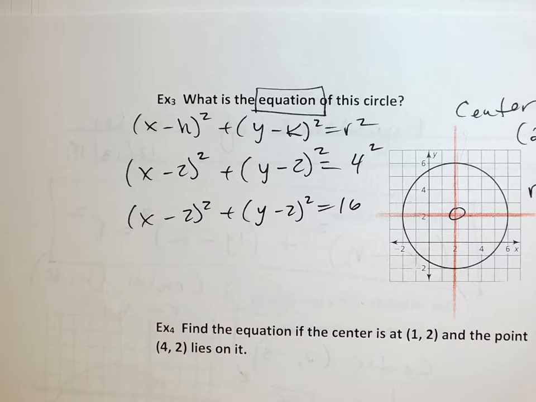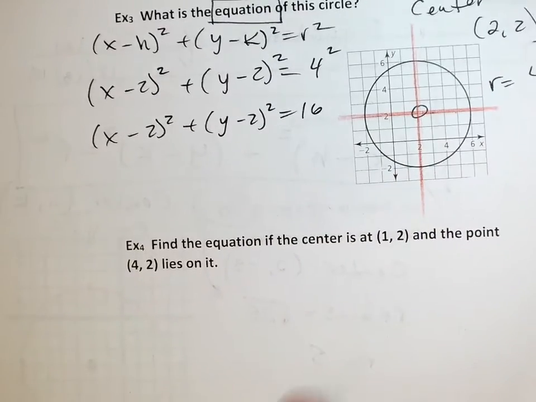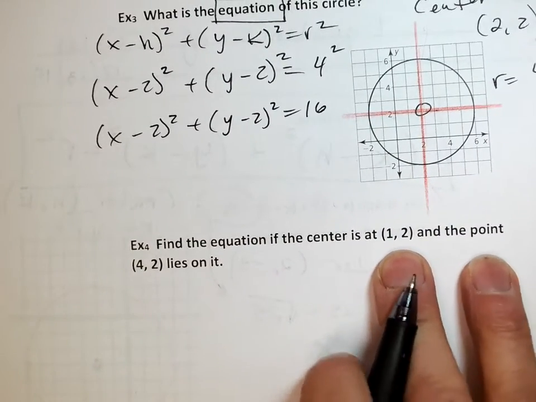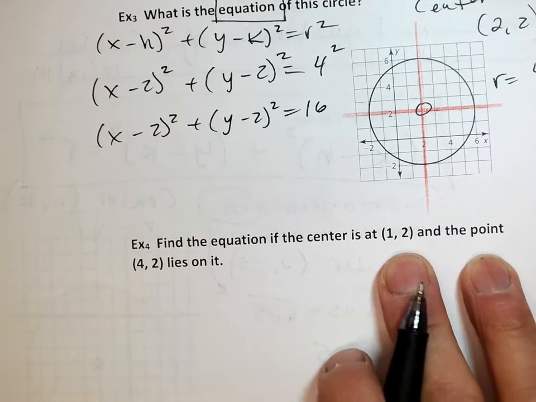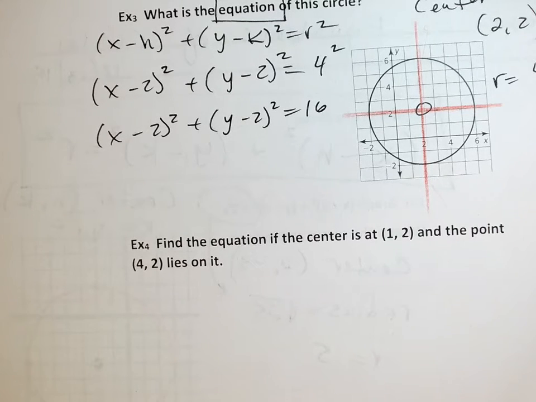Okay, example 4. Find the equation if the center's at 1, 2, and we have a point on the circle at 4, 2. Now, for me, there are 2 ways to do this. One is with formulas, and that'll work. But if we can draw a picture, remember, this is pretty easy because we saw it, right? So I can draw a picture here. It makes it easier. So that's why we got our graph paper.